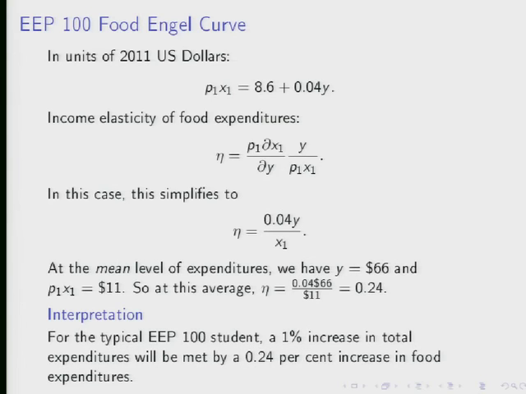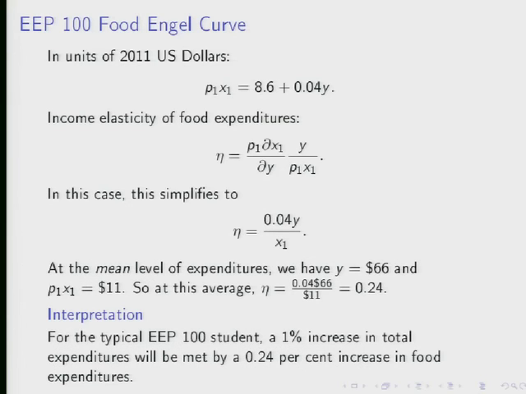Okay, so here's an interpretation of that. For the average, or typical I say here, for the average E100 student, a 1% increase in total expenditures will result in a 0.24% increase in food expenditures. So for every 1% increase you have in the money you spend per month, roughly 1/4 of that will be spent on food. Yes? I thought we were trying to find out how much the expenditures change if you change theta.